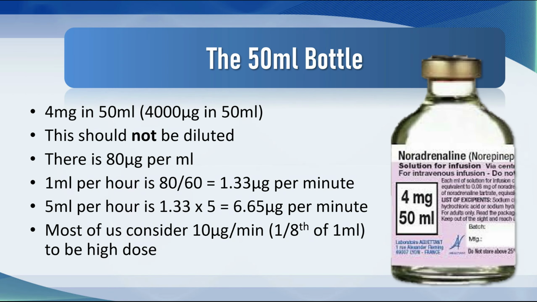So if we look at our 50 ml bottle, there's 4 milligrams in 50 mils. That's 4,000 micrograms in 50 mils. It shouldn't be diluted. So there's 80 micrograms per mil. 1 mil per hour is 80 divided by 60, which is 1.33 micrograms per minute. 5 mils per hour is 1.33 times 5, which is 6.65 micrograms per minute. Most of us consider 10 micrograms per minute, or 1/8 of a mil, to be a high dose.